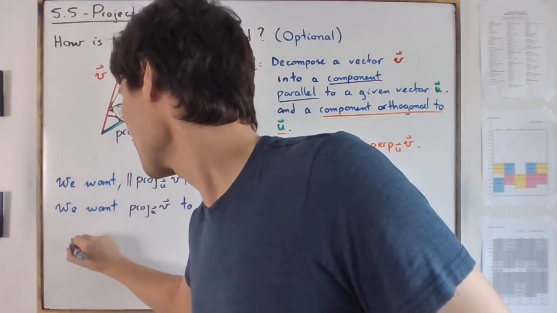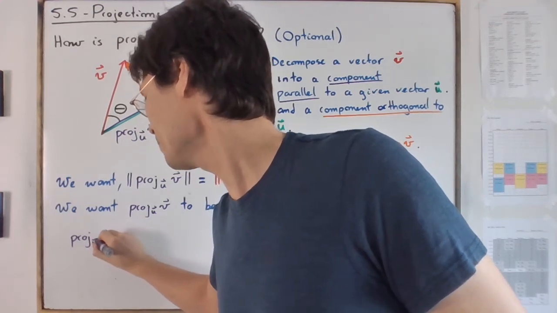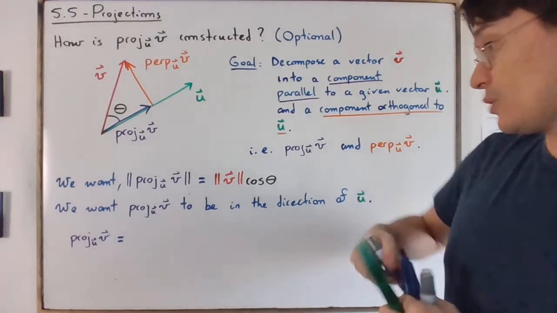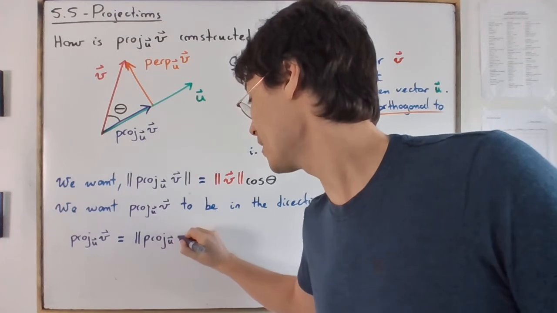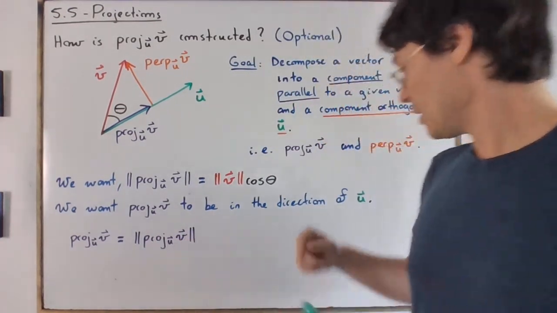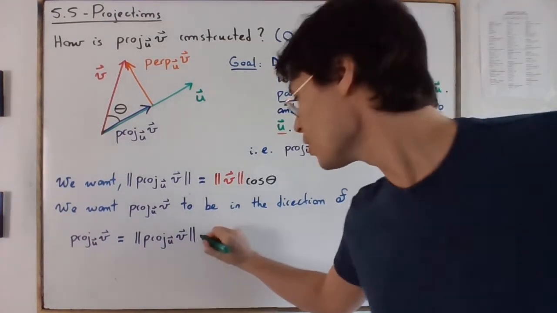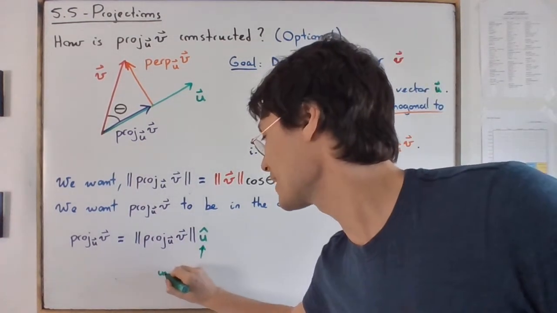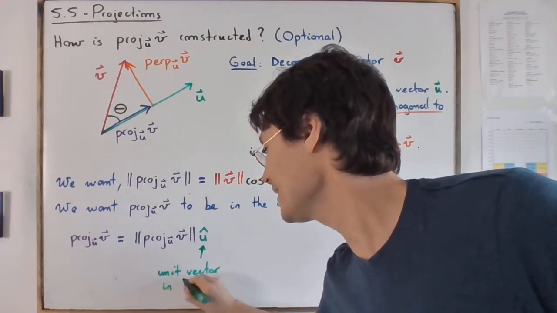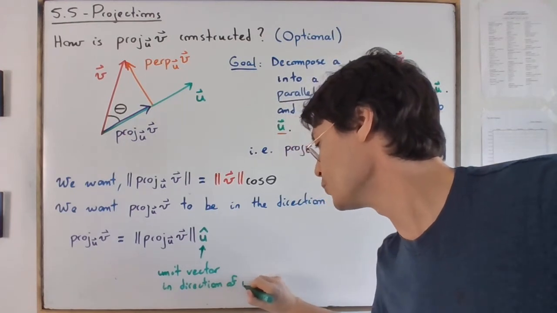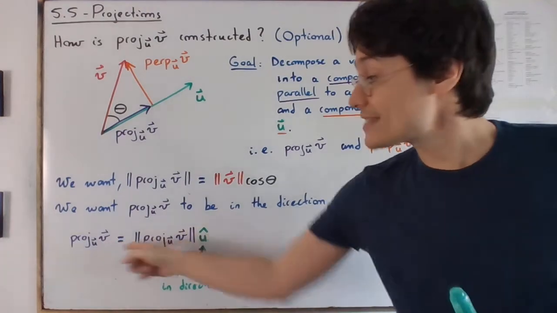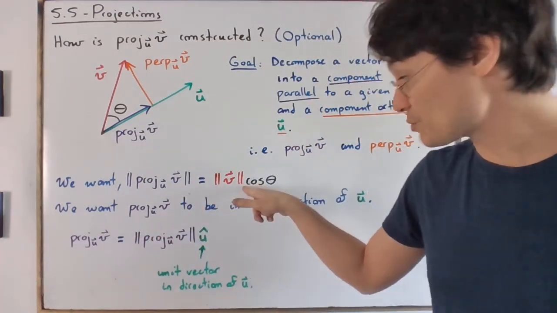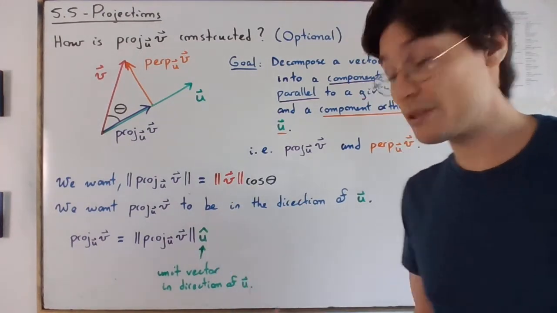So the projection of v on u, in other words, what we will do is engineer its length. It will be the length of the projection of v on u multiplied by, how can we make it have the direction of u? We can multiply it by u hat, which you should remember is a unit vector in the direction of u. And this, by the way, is a definition. It's not a theorem or anything like that. It's just the way we want the projection of the vector to be. We want it to have a given length, which will be given by this, and the direction given by the direction of u.